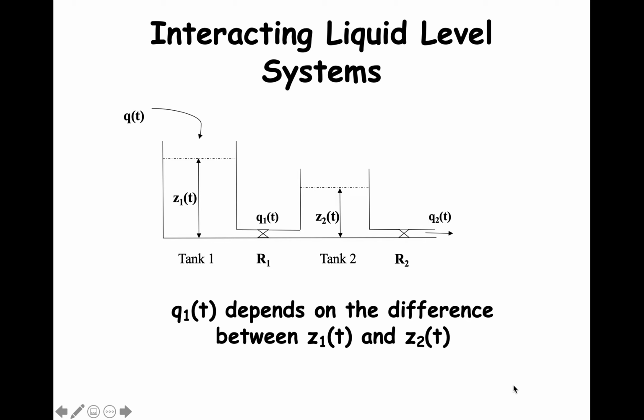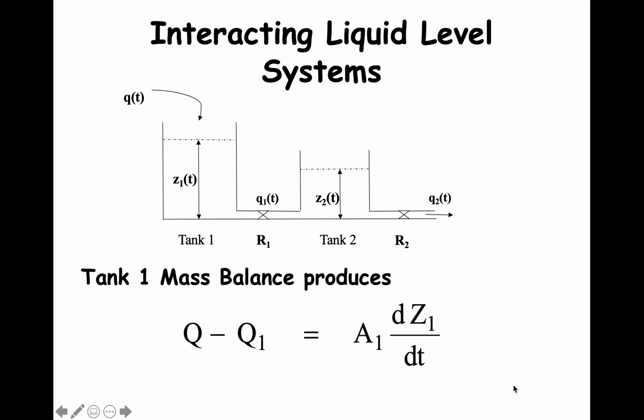This is the sketch we will use to illustrate interacting tanks in series. The tanks are interacting because the liquid flow rate from tank 1 into tank 2 depends on the difference in liquid depth between tank 1 and tank 2. Since the upstream flow rate depends on downstream tank conditions, the tanks are said to be interacting.